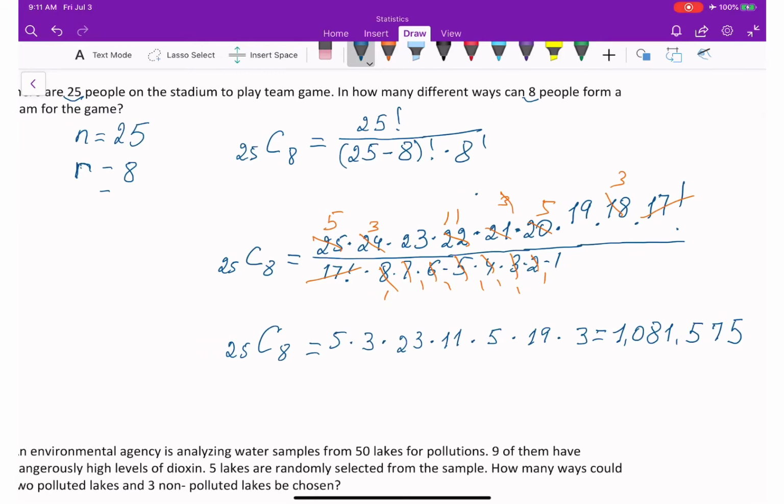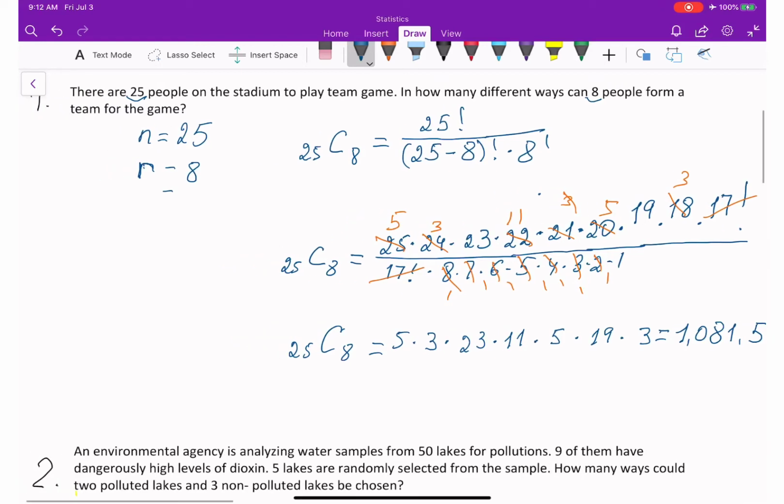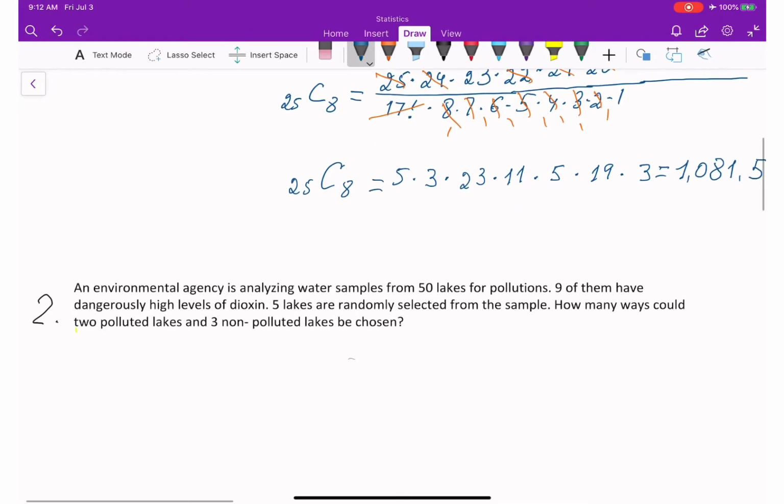Okay. Next one. An environmental agency is analyzing water samples from 50 lakes for pollution. 9 of them have dangerously high levels of dioxin. 5 lakes are randomly selected from the sample. How many ways could 2 polluted lakes and 3 non-polluted lakes be chosen?